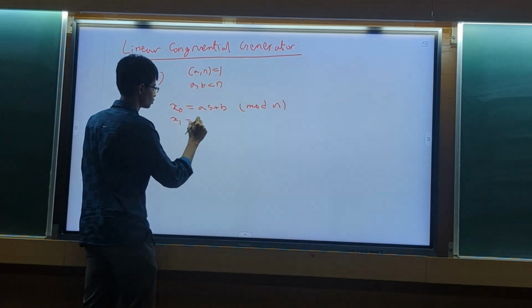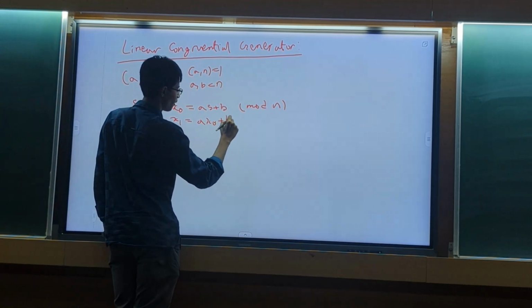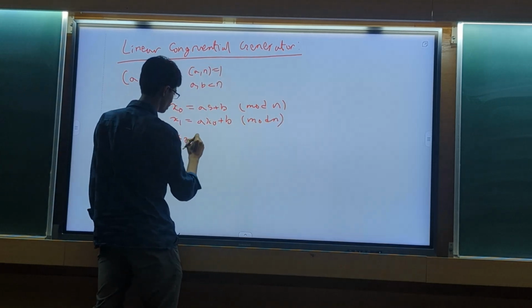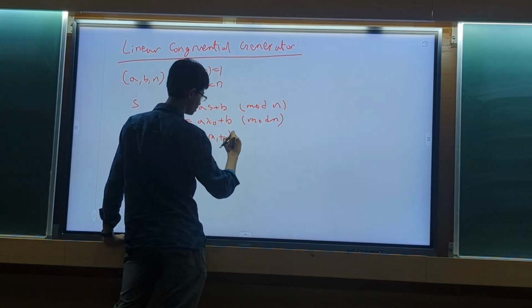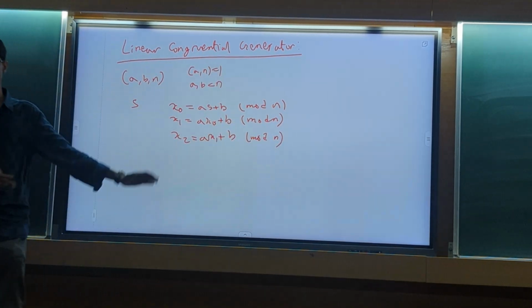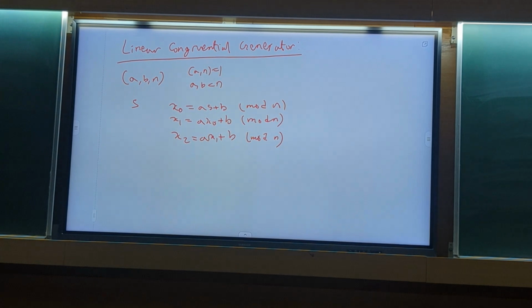Your second output is going to be AX naught plus B mod N. The third output is going to be AX1 plus B mod N. So on and so forth. You can see the rest of the pattern, right? Now, why is it insecure?